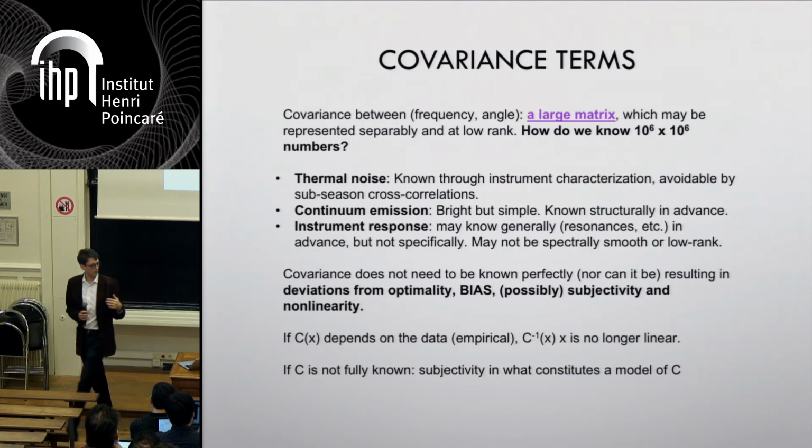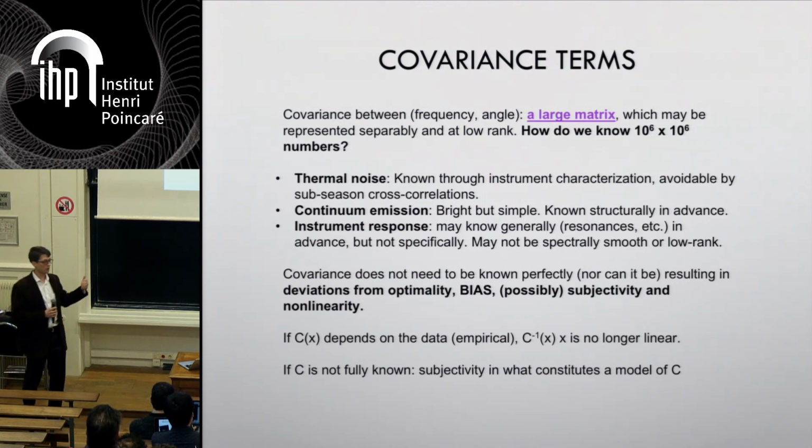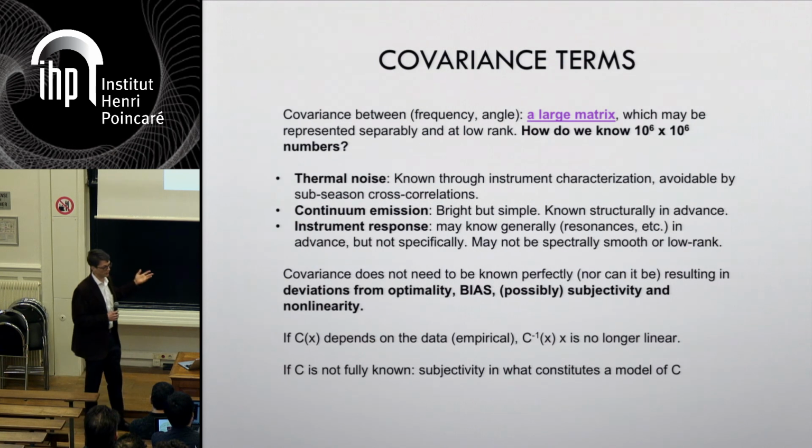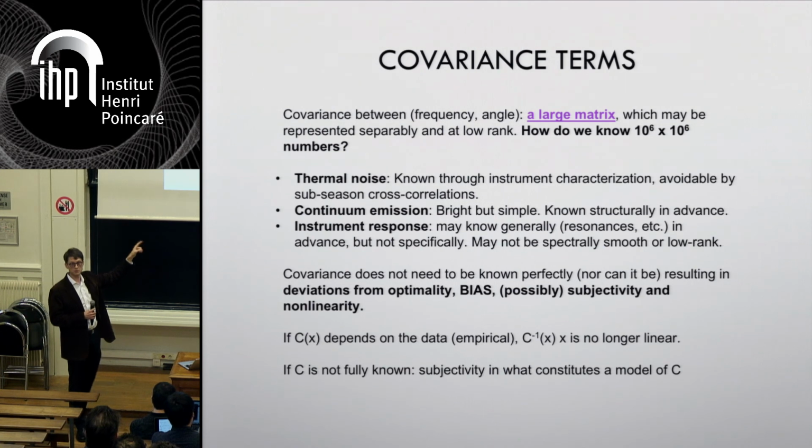So now if we look at the covariance, this is a key part of the estimator. This is a very large matrix, so it might be 10 to the 6 by 10 to the 6. And one question is how we even handle that in software, but a bigger technical challenge I would raise is that is the question of how we know 10 to the 6 by 10 to the 6 numbers with the sufficient precision that we need to do the analysis.